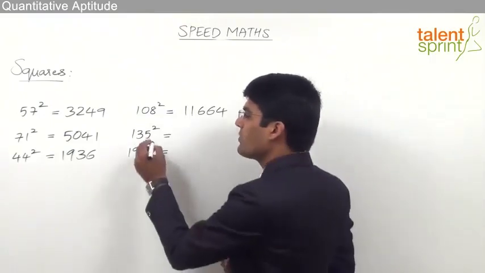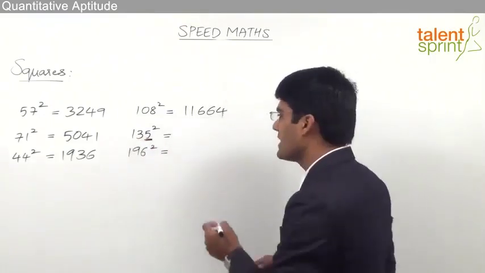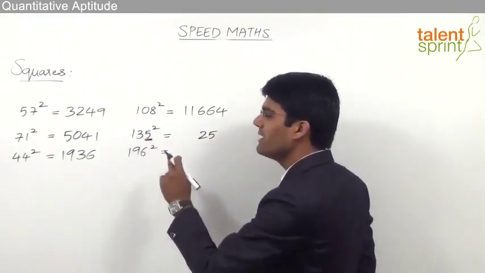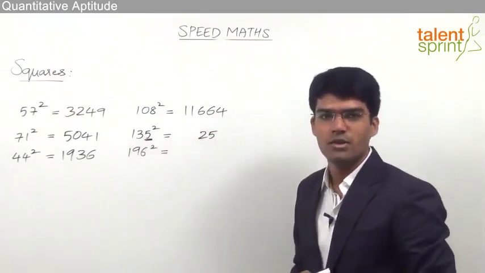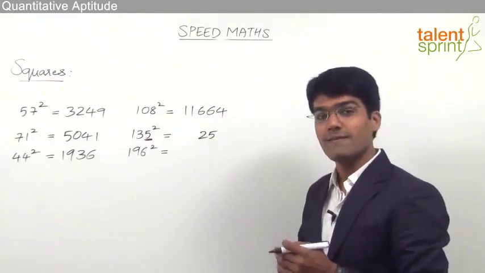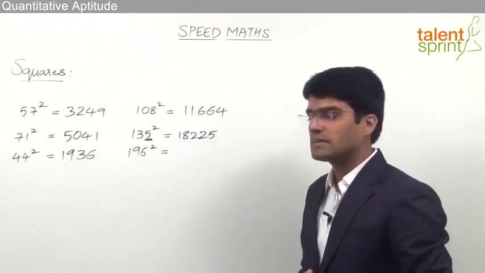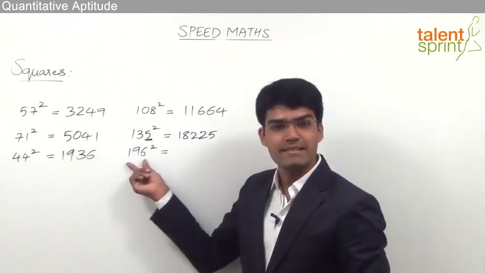The next one is 135 whole square. Now we know how to find out squares of numbers ending with 5. The answer will be ending with 25. And the remaining part of the answer here is 13 into the next higher integer. That is 13 into 14. 13 into 14 is 182. So this becomes 18225.